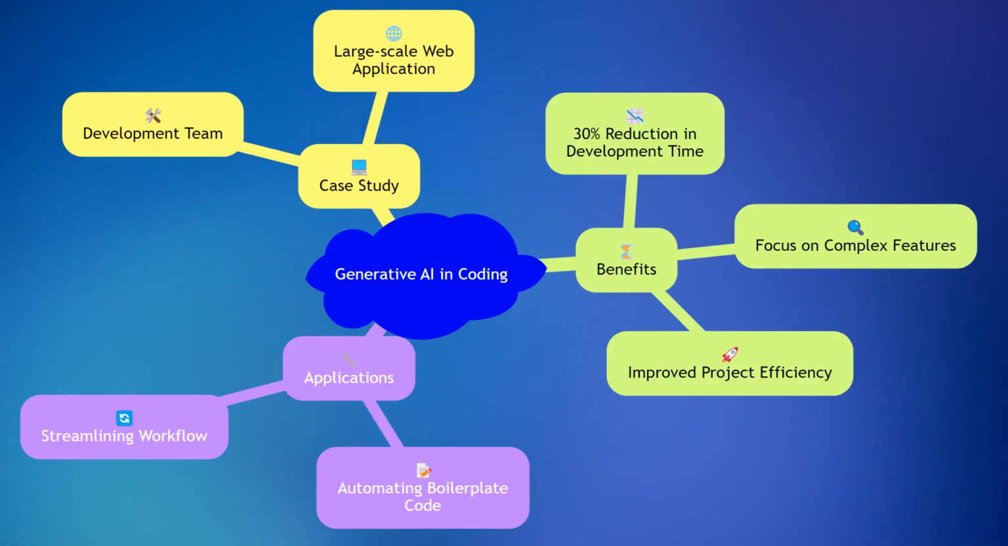To illustrate the practical applications of generative AI in coding, consider a case study where a development team used AI to automate the generation of boilerplate code for a large-scale web application. By leveraging AI, the team was able to reduce development time by 30%, allowing them to focus on more complex features and improving overall project efficiency. This case study highlights the tangible benefits of integrating generative AI into the development workflow.